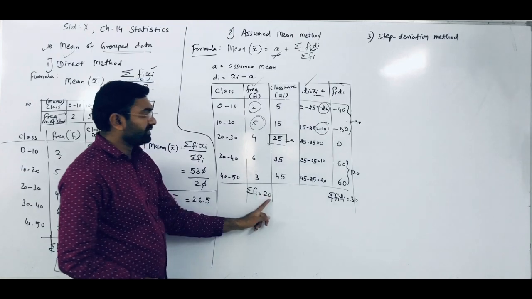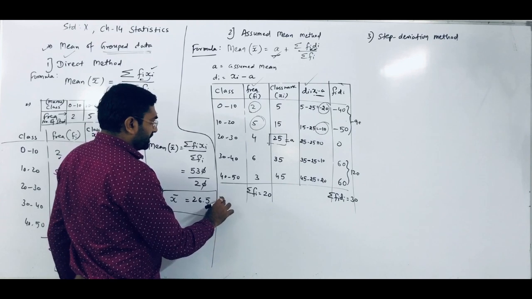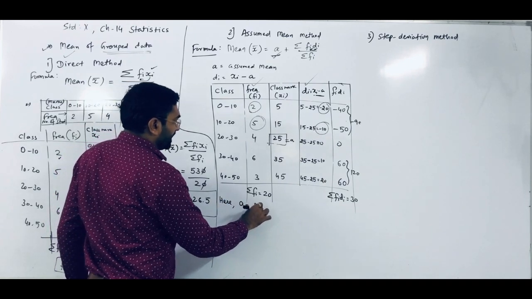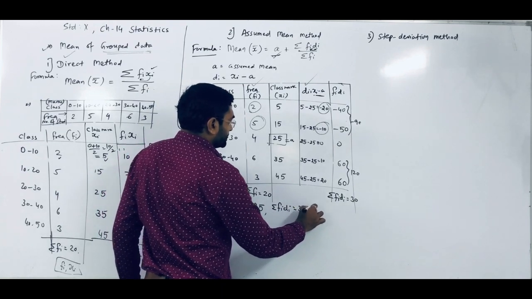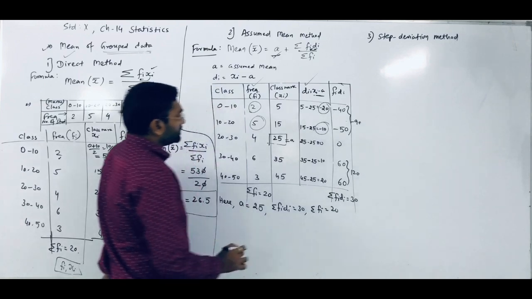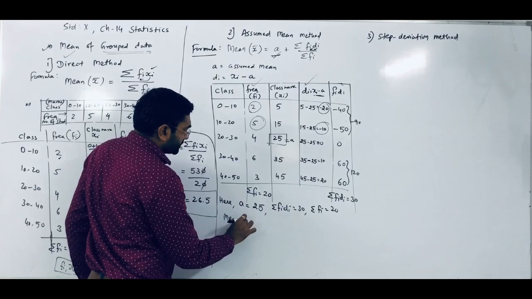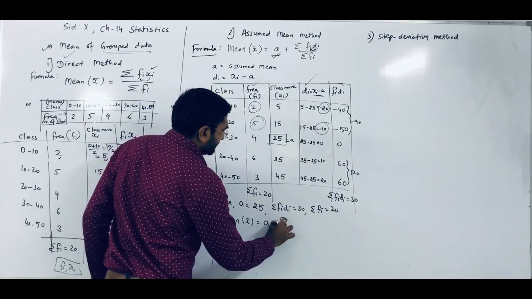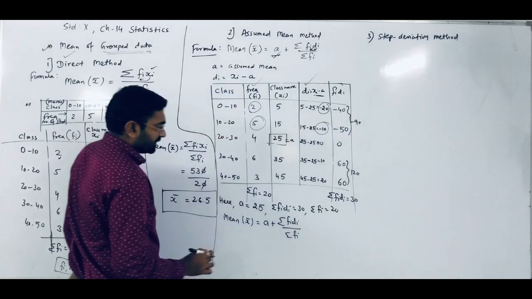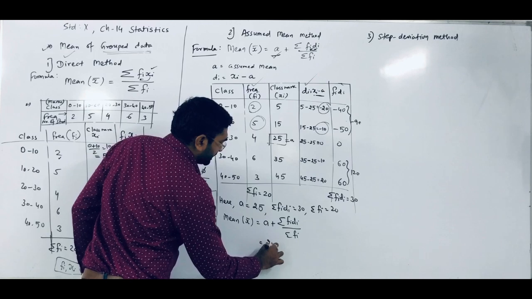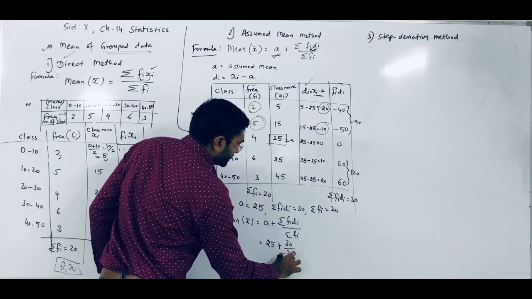Sigma fi value we found is 20 and the a value we assumed is 25. So first of all we write all these values. Here a is equal to 25, sigma fi di value is 30 and sigma fi value is 20. So using the assumed mean method, we find the mean. Mean x bar is equal to a plus sigma fi di upon sigma fi. Now we put the a value, 25, plus sigma fi di value 30, divided by sigma fi value 20.